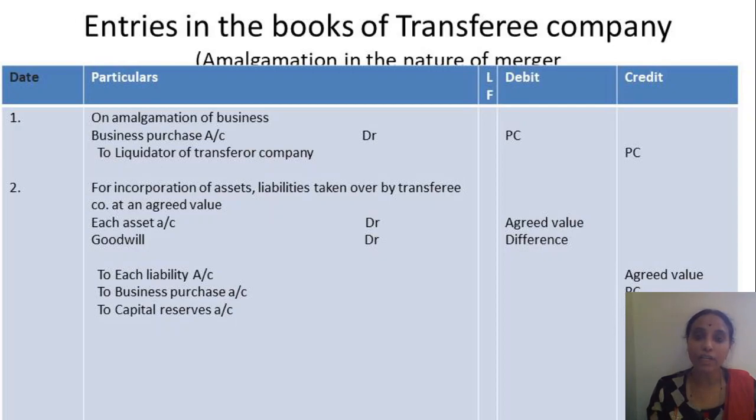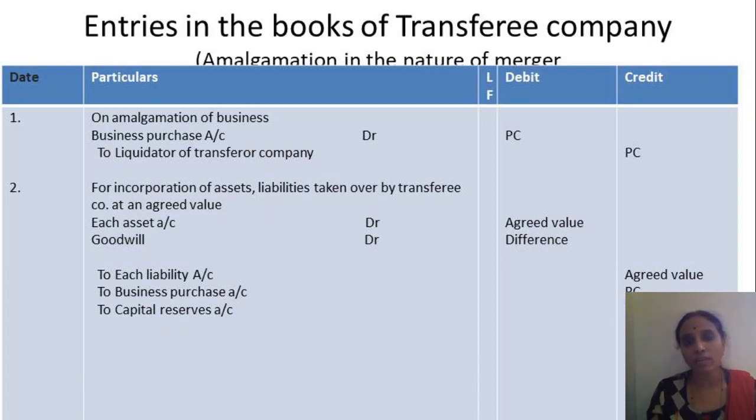The next one is in the books of transferee company only, in the different case. What is that case? Amalgamation in the nature of purchase. So it should be purchase, nature of purchase. Okay, amalgamation in the nature of purchase nalli you are going to pass 11 journal entries. So what are those 11 journal entries? We'll see in the books of transferee company.